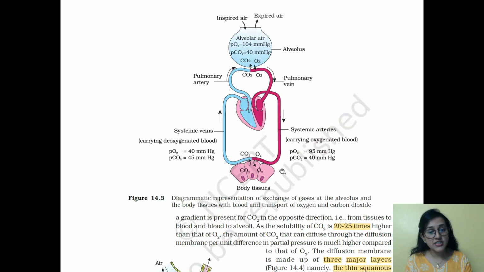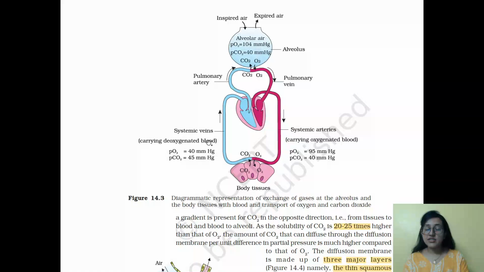In this oxygenated blood, the partial pressure of oxygen is higher than partial pressure of carbon dioxide. The partial pressure of oxygen is 95 mm mercury and partial pressure of carbon dioxide is 40 mm mercury. In the body tissues, firstly the oxygen is taken up, different reactions are going on there, then the output of carbon dioxide is diffused out into the blood again. So the blood becomes deoxygenated.